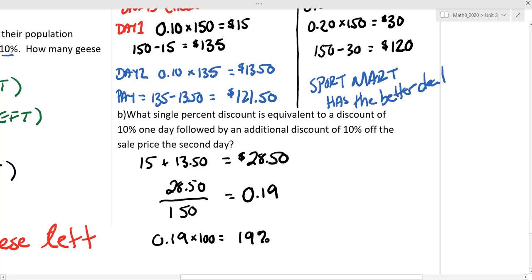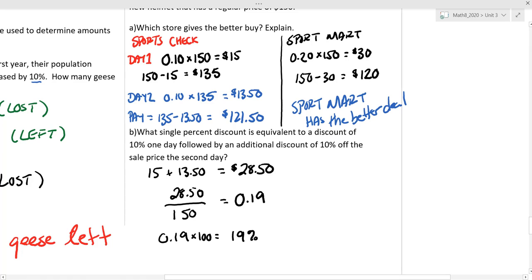So what Sports Check did, they gave you a 19% discount in reality, but it made it look like there was a 20% off discount. That make a little bit of sense? It's hard math? What's going on? No? Got it?